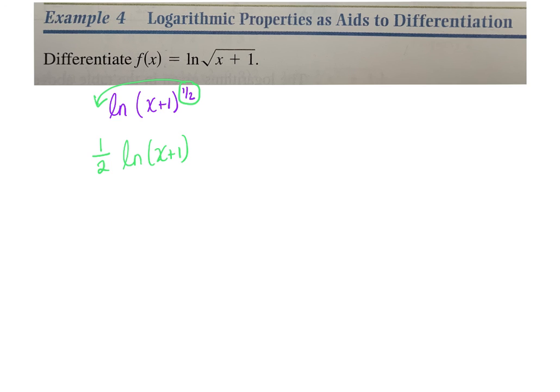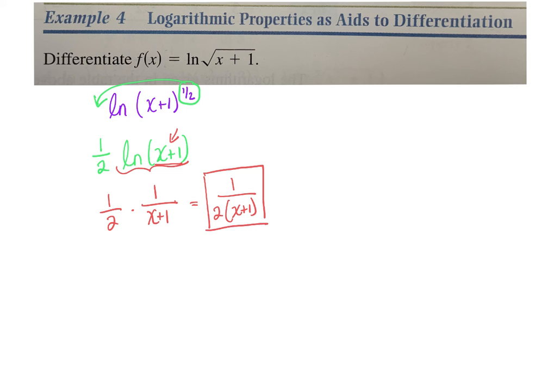If I have a coefficient of a function and I'm taking the derivative, I just put them in front, right? So I would just say 1/2 times this derivative. Well, this derivative is the derivative of this guy. What is the derivative of that? 1 over the whole thing, x plus 1. So that's 1 over 2 times x plus 1. And that is my answer.